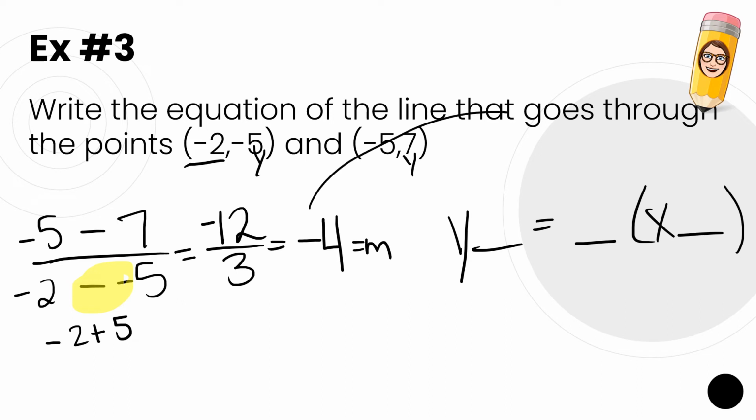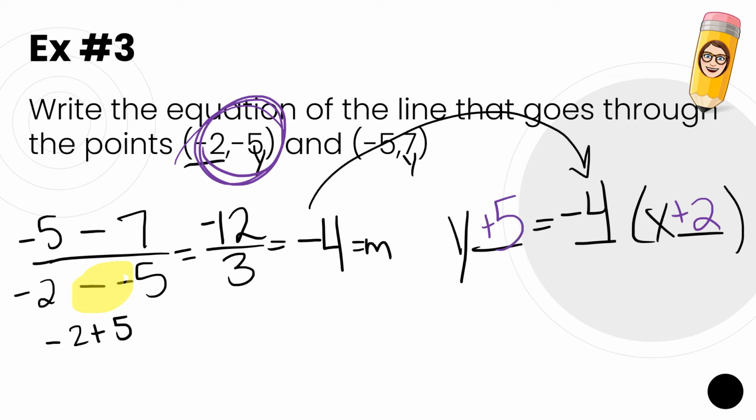We're going to take our slope and write it in front of the x. Then we need to pick a point. Let's just say I pick the first one because it's first. If my x says -2, I write x plus 2. If my y says -5, I write y plus 5. Find the slope, plug it in, pick a point, plug it in.